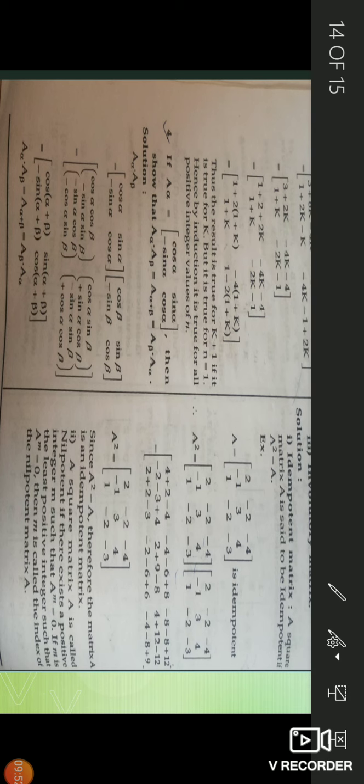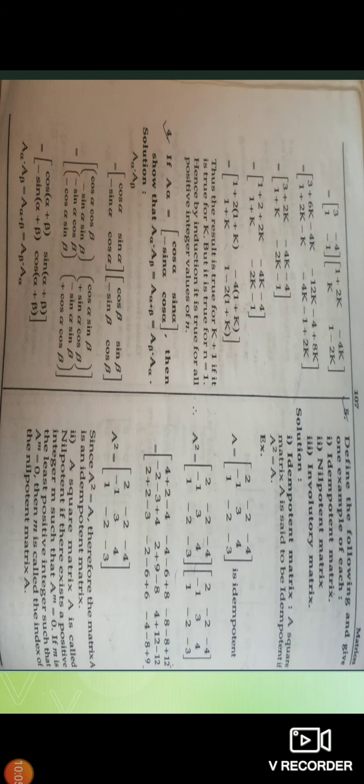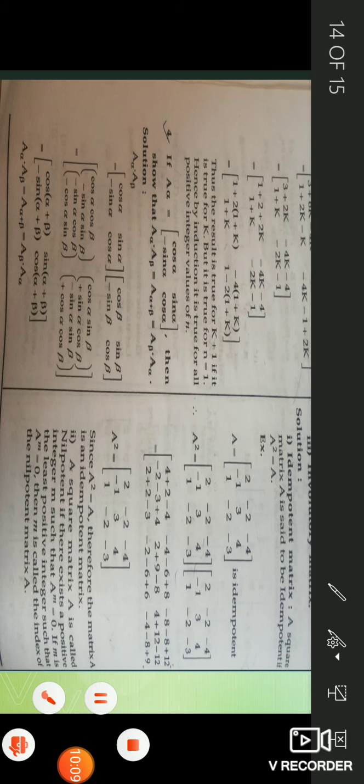Okay, thank you students. I hope you understood that. In the next lecture, some definitions of idempotent matrix, nilpotent matrix and involutory matrix. Stop here.